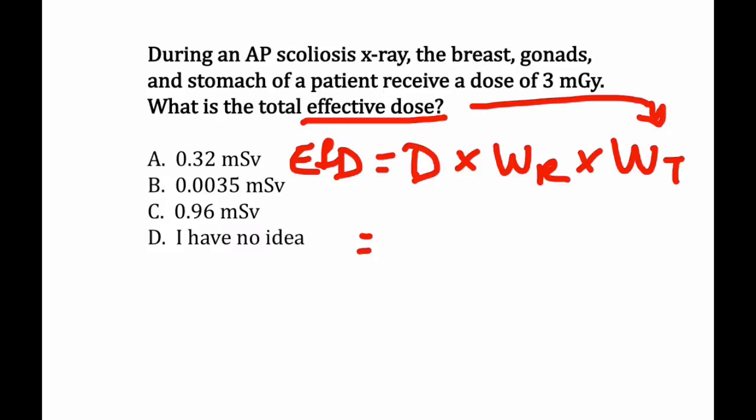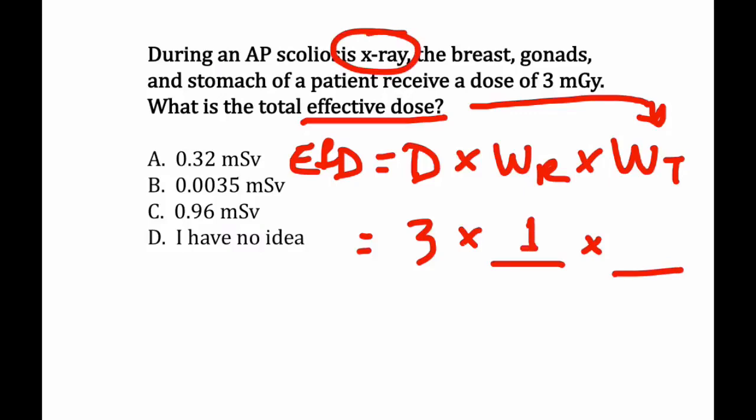So we can plug in some of the numbers. The absorbed dose is provided as 3. But what about the radiation weighting factor, and what about the tissue weighting factor? So this patient received a dose of X-rays. The radiation weighting factor for X-rays is simply 1. But then what about the tissue weighting factor? Because we're given 3 different tissues, the breast, the gonads, and the stomach. We can look all of those tissues up, and we'll find tables that show us the tissue weighting factors for each of those. And all we need to do is find them and add them together.